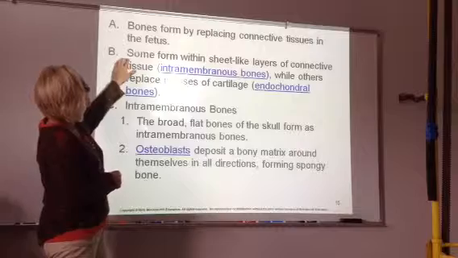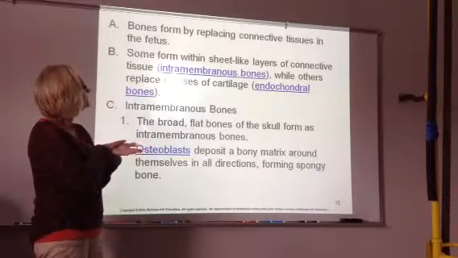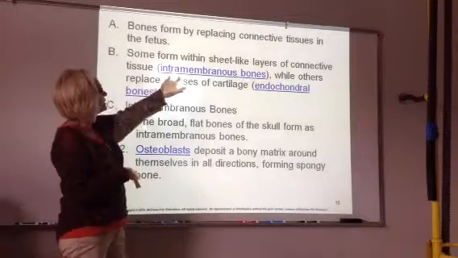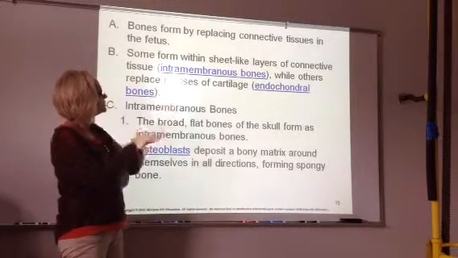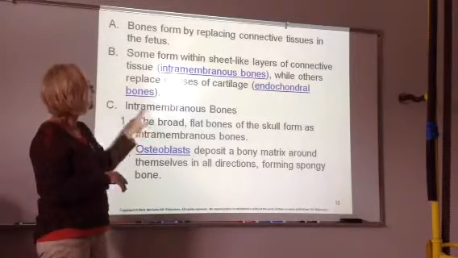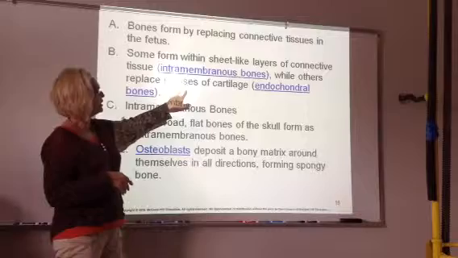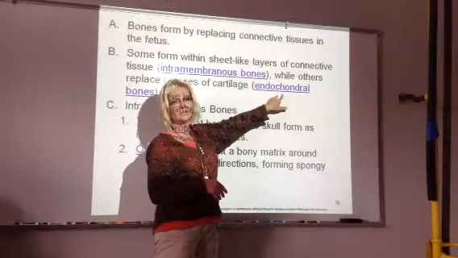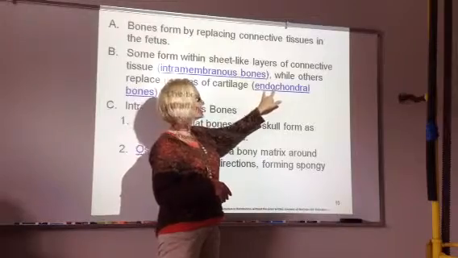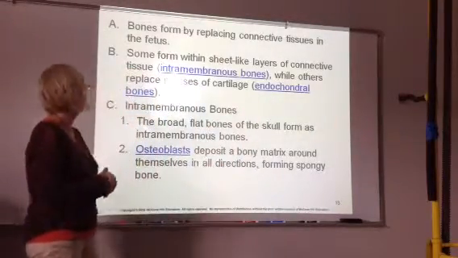So some bone will form in sheet-like layers of connective tissue, and those are called intramembranous bones. Those are going to be the sheet-like ones. While others replace the cartilage, and that's called endochondral bones. Chondro deals with cartilage, so basically it's replacing the cartilage in those bones.